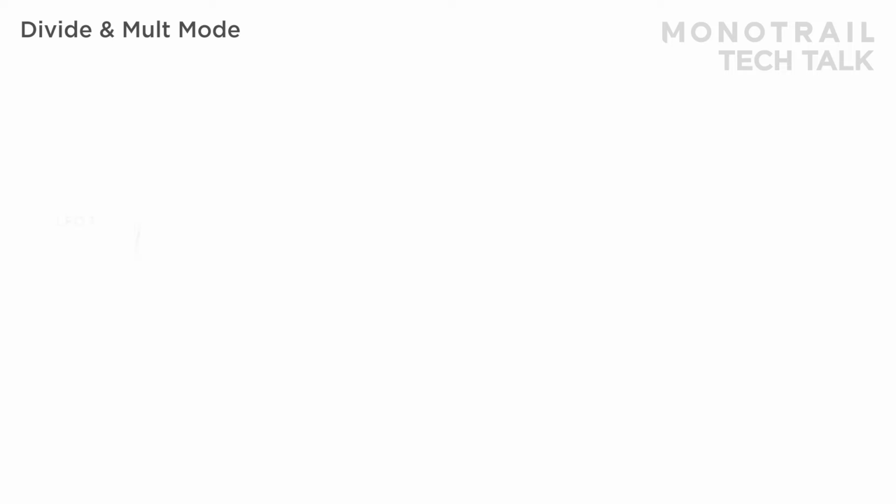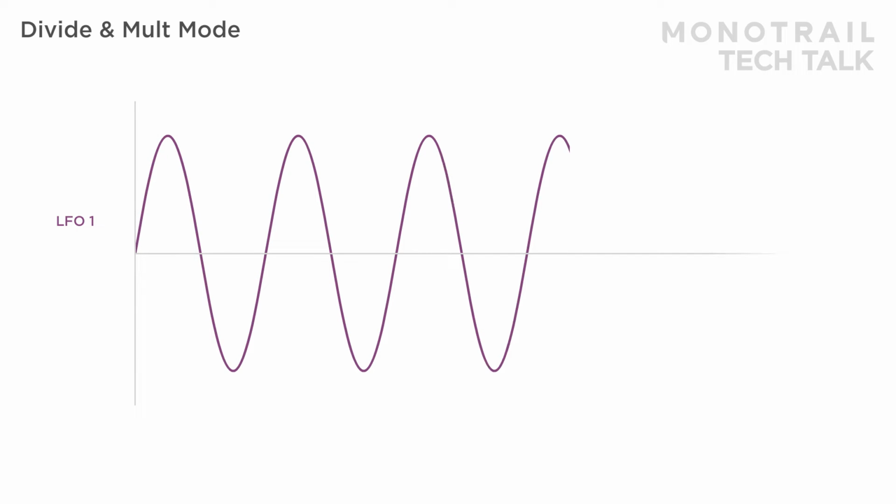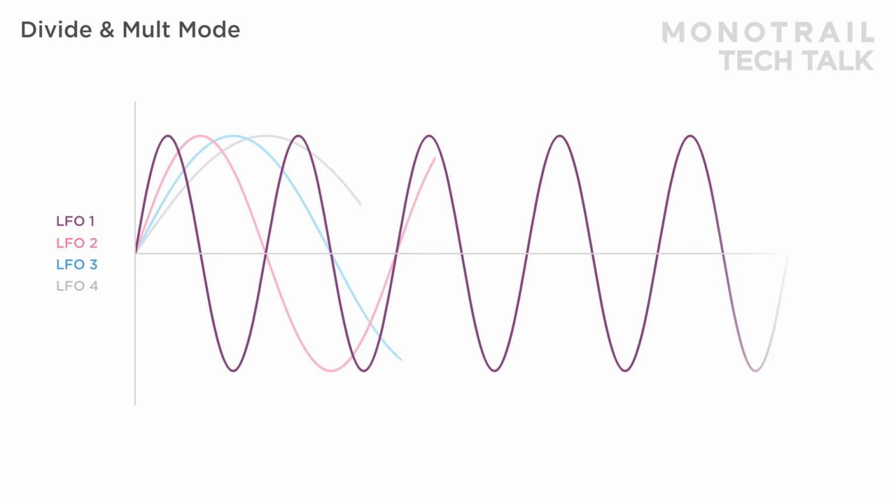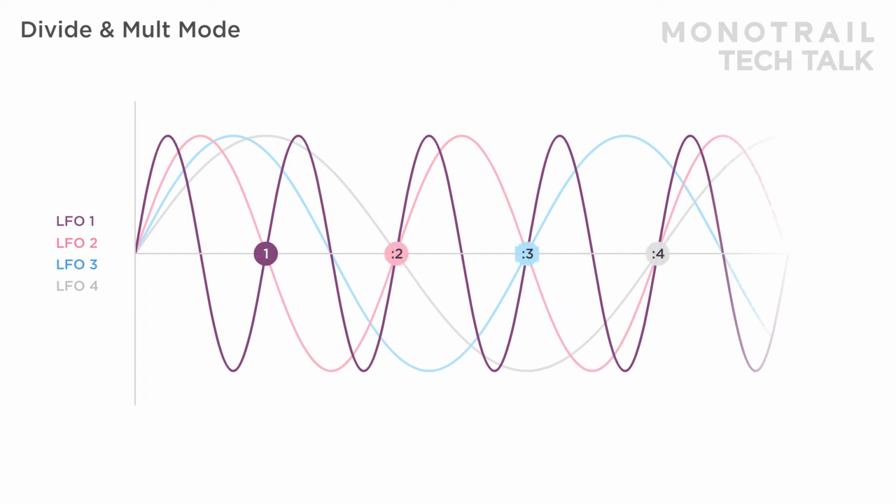Divide and Mult mode are very similar. Both are great for things like synced modulation, pattern and clock duties. In both modes, all 4 LFOs follow the frequency of the first LFO. In divide mode, you can set a custom division for each of the others. For example, a divide by 2, 3 and 4. But more divisions are available.